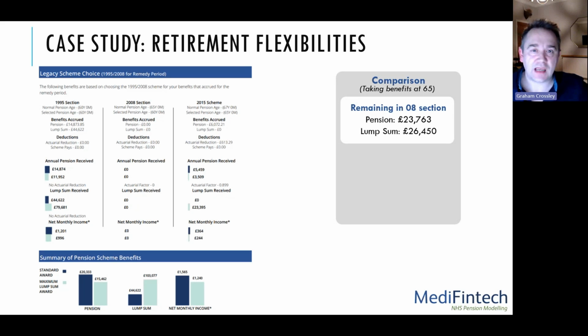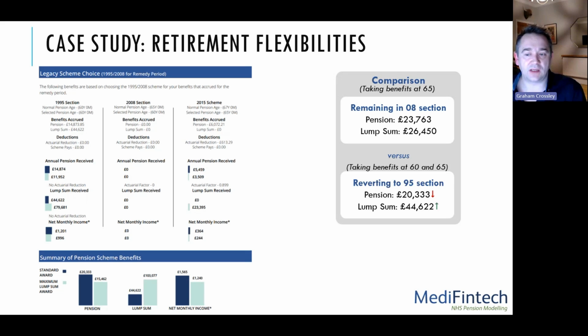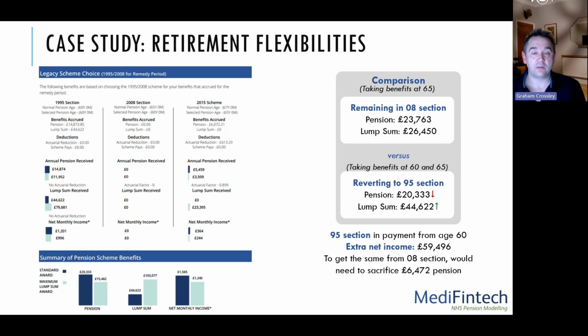So we already know if you carried on to 65 and stayed in the 08 section, your pension was 23,763, your lump sum was the 26,450. If we compare that to taking the 95 benefits at 60 and then leaving the rest till 65, well, your pension is lower, 20,333, your lump sum is higher, but remember, you're getting another 5 years of that 1995 pension. If you've got special class status, it's even longer, it's 10 years. So for special class status, particularly as there's no abatement, this should be potentially a no-brainer.